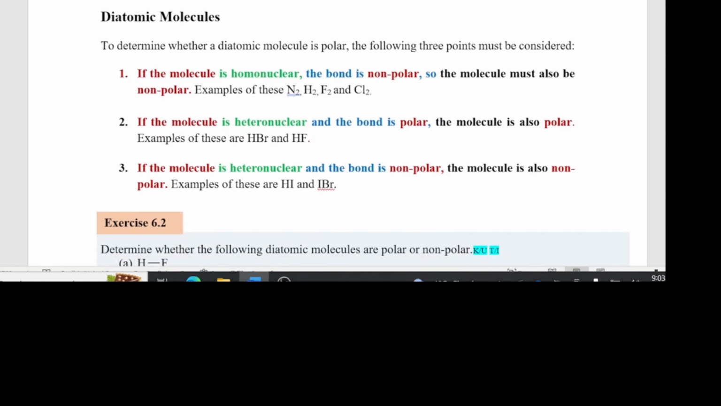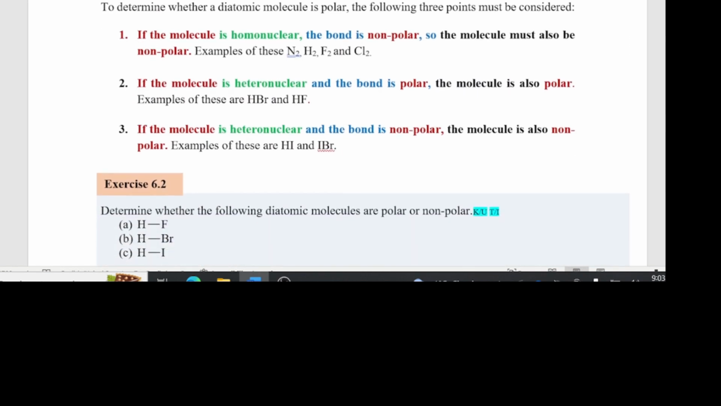Diatomic molecules, there are some summaries that we make about them. If the molecule is homonuclear, of course, the bond is nonpolar. There's no difference in electronegativity, so the molecule must also be nonpolar. So if a bond within a molecule is nonpolar, then the molecule itself becomes nonpolar for these homonuclear molecules. If the molecule is heteronuclear and the bond is polar, the molecule is also polar.